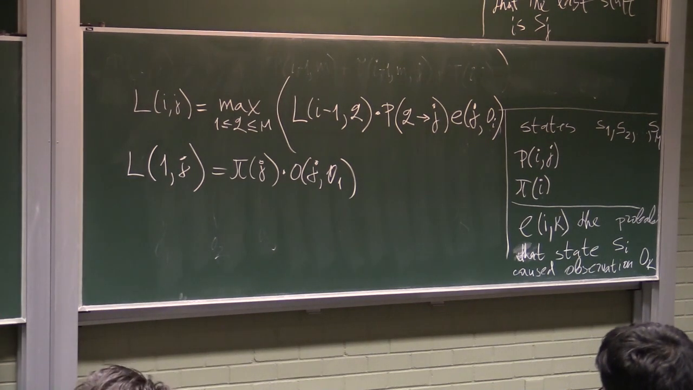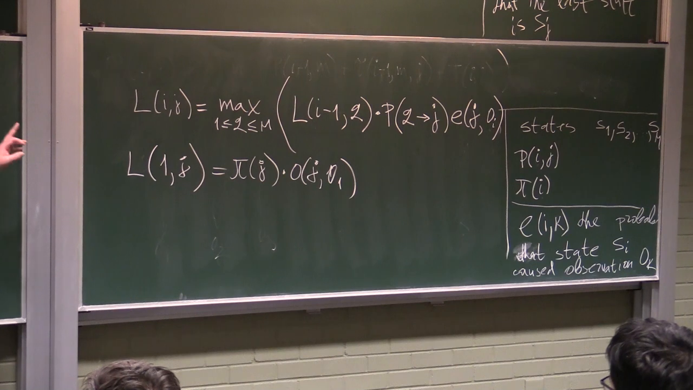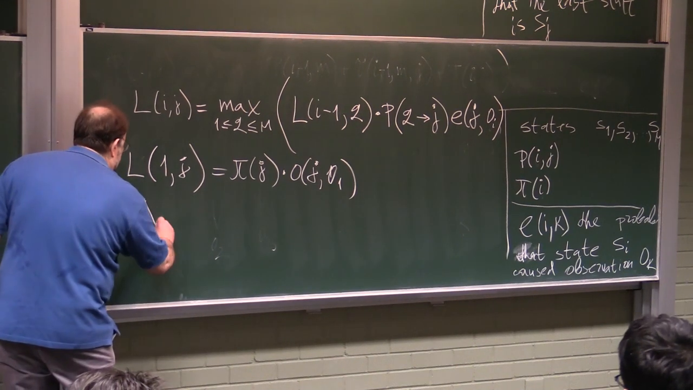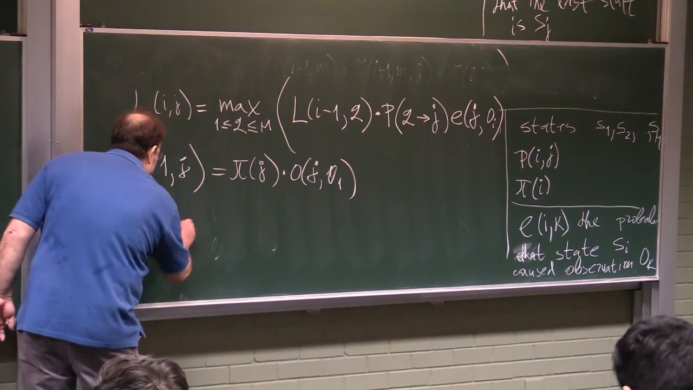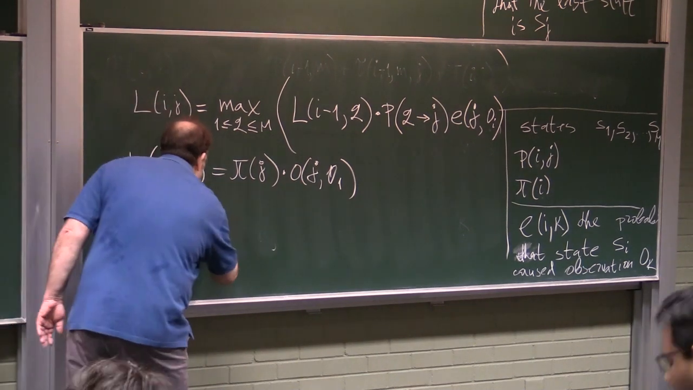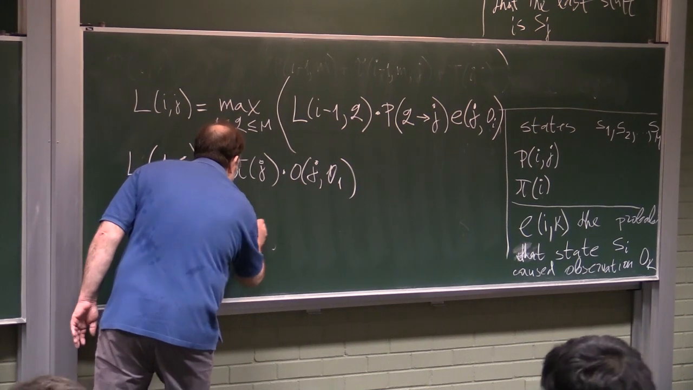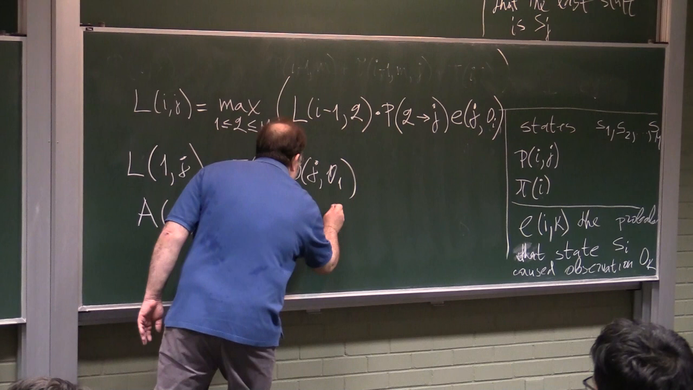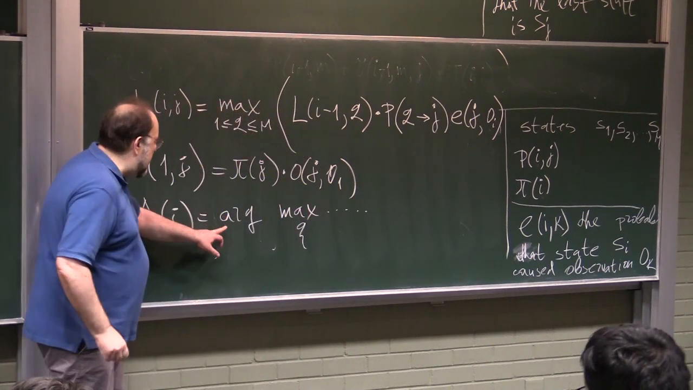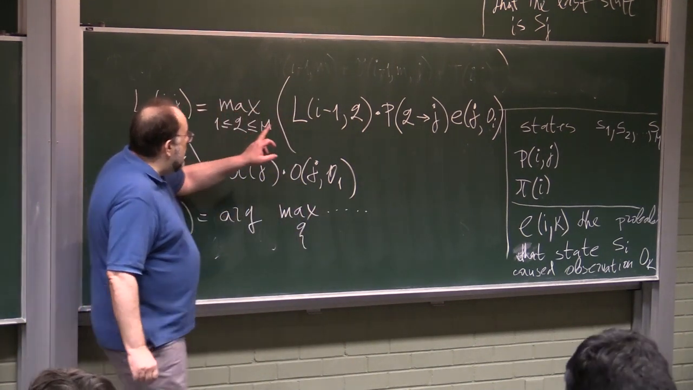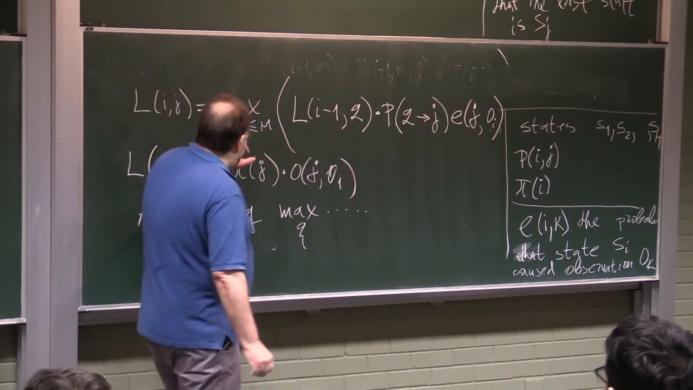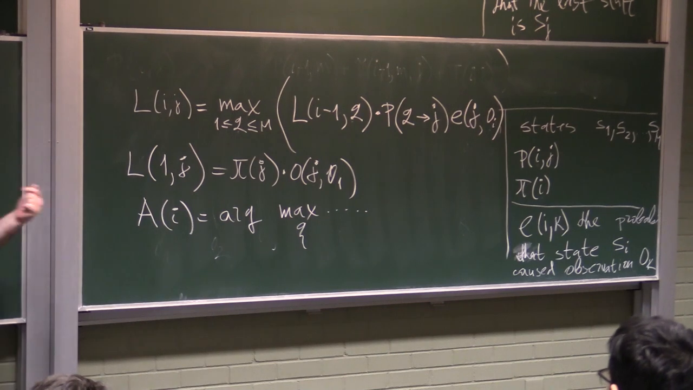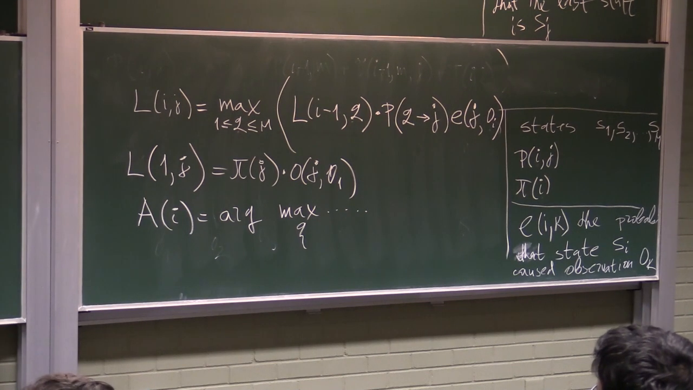Okay. Oh, and of course, now you can also define A_i to be the arg max over Q and everything else. Namely, this is just for which Q this maximum was achieved, so that you can then backtrack to find the state.